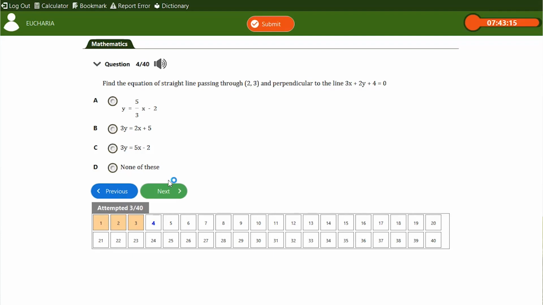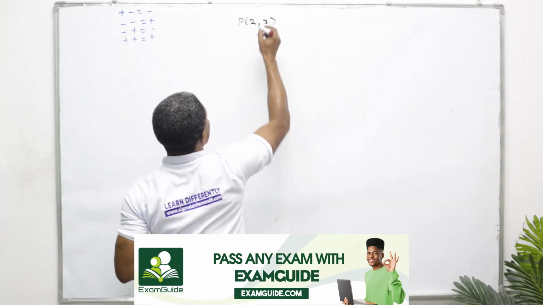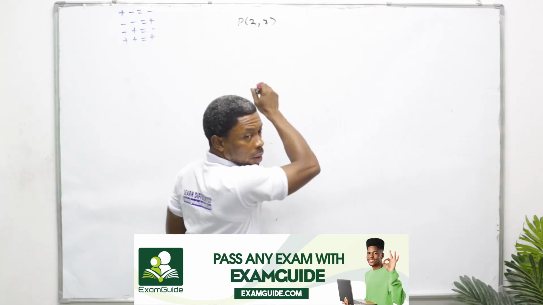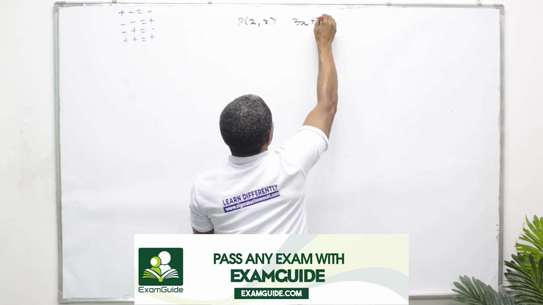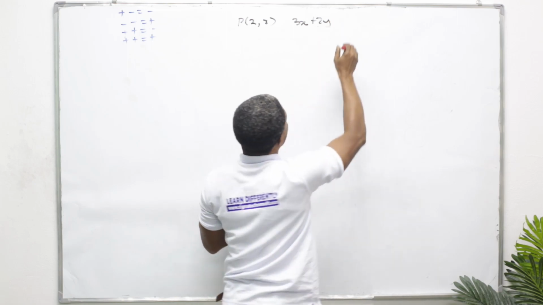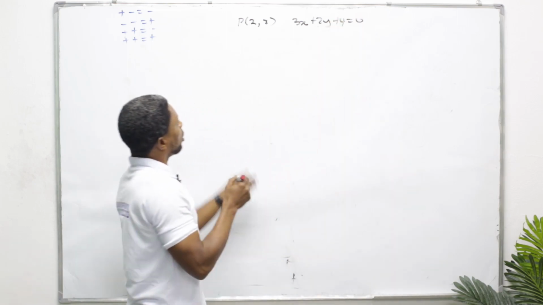Okay. Before us, they say find the equation of a straight line passing through a point that is perpendicular to that equation. So what you need to do first: I have the point, 2 and 3, and the equation given to me is 3x plus 2y plus 4 is equal to 0.